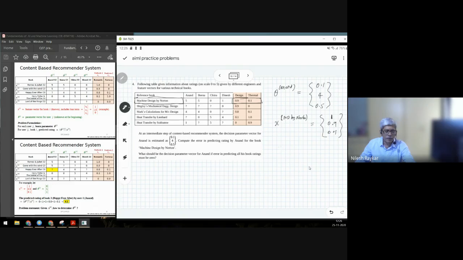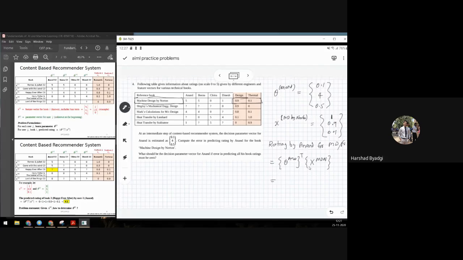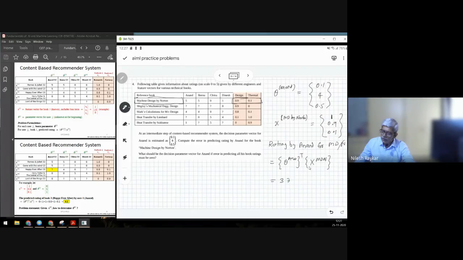So now we can get the rating. The rating by Anand for Machine Design by Norton would be given as theta Anand transpose multiplied by the X for Machine Design by Norton. So tell me what is the value, and then we can calculate the error. Sir, 3.75. That's right. So this is 3.75.